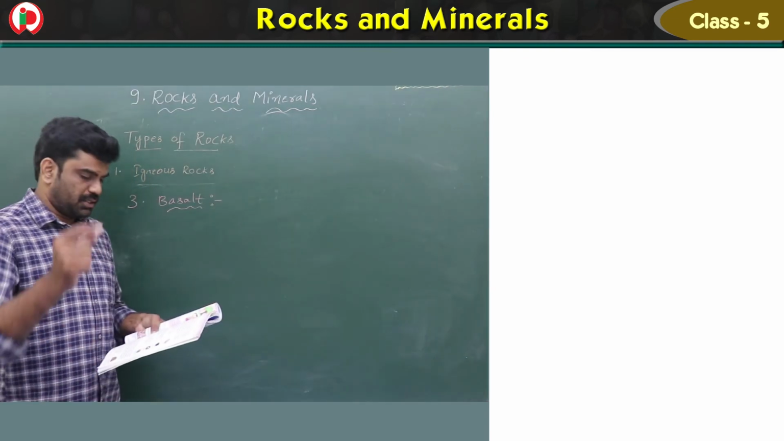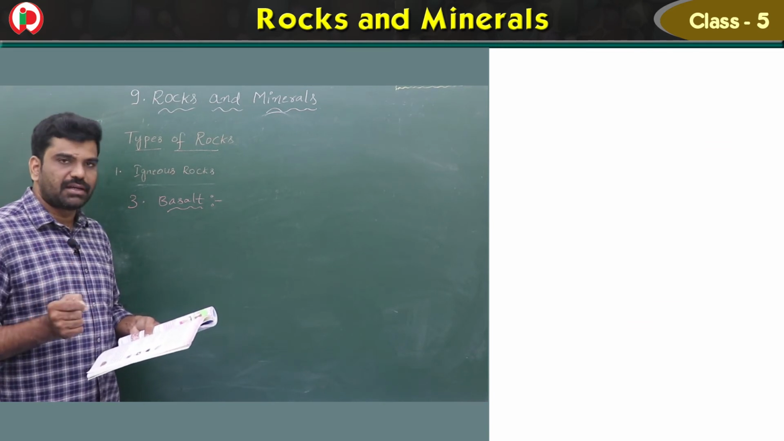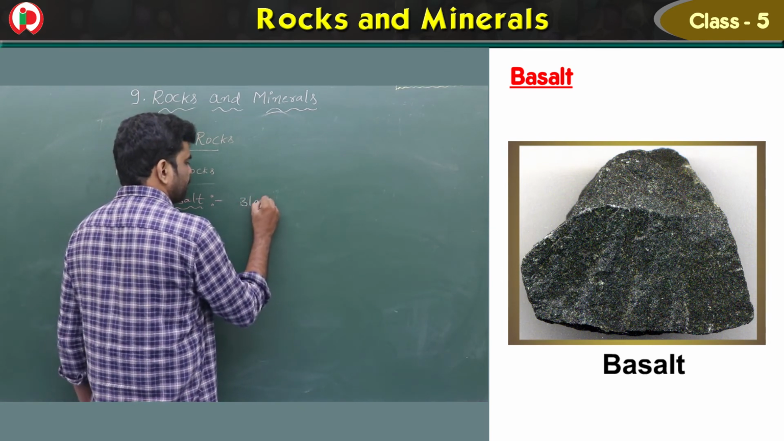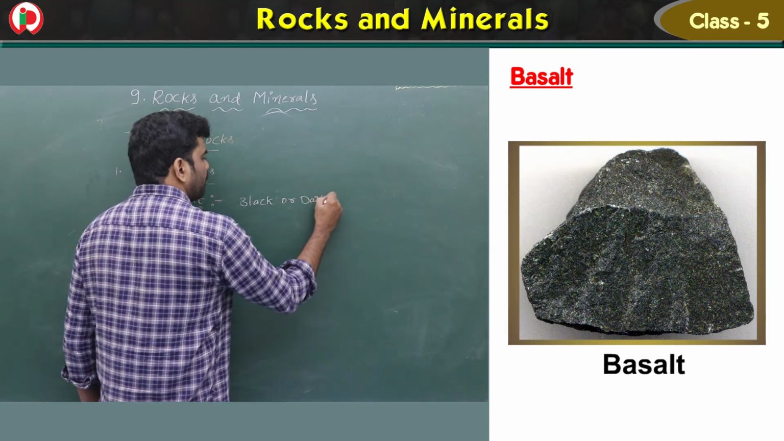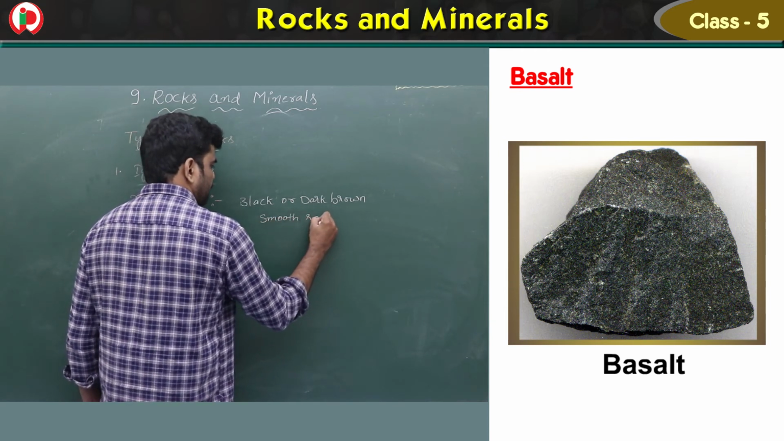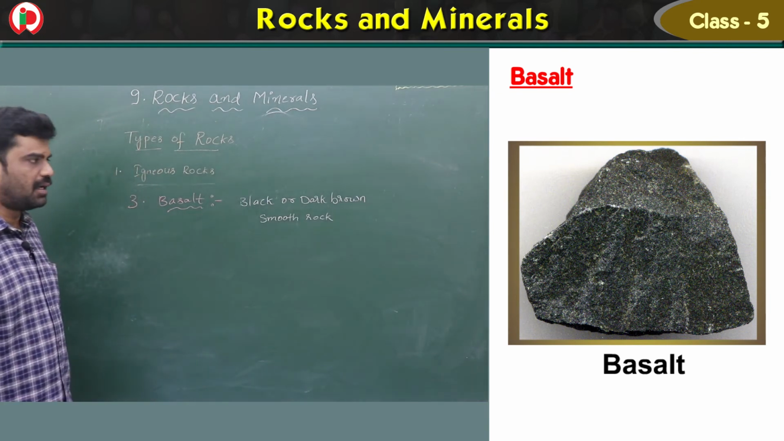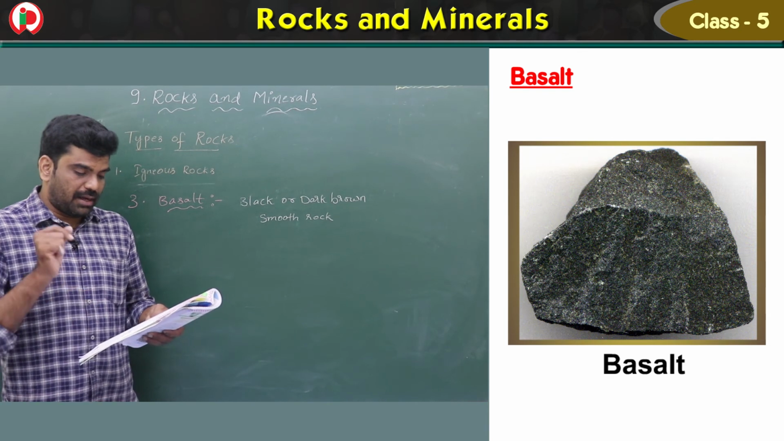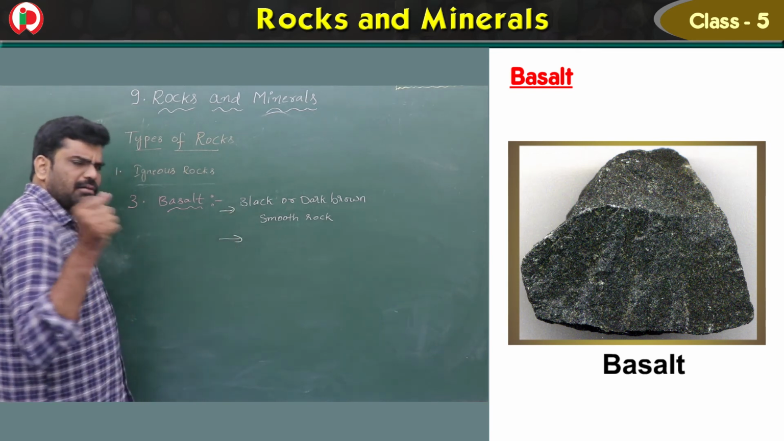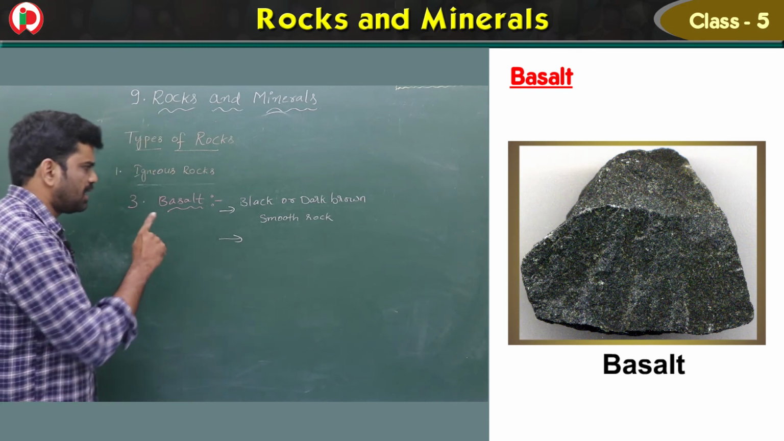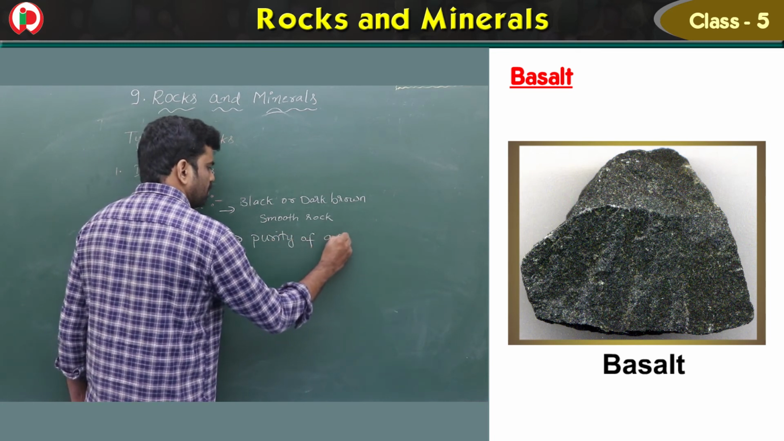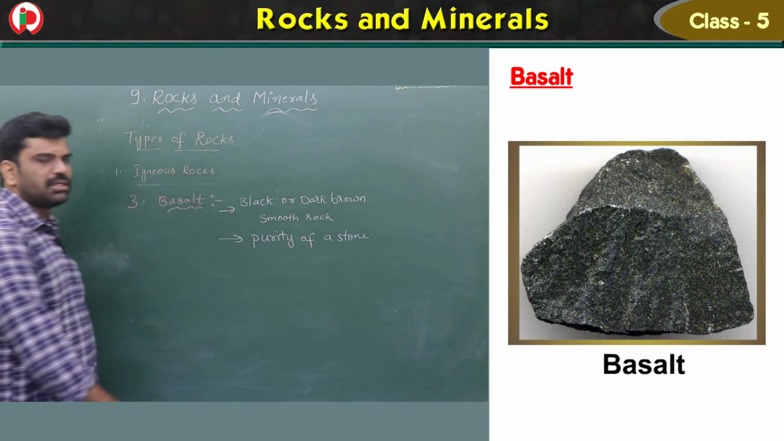Children, so far we have seen two, pumice and obsidian. Now it is basalt. It is a black or dark brown smooth rock. The basalt is black or dark brown in color, a smooth rock, and it is used to test the purity of gold. Children, have you ever seen that the purity of gold can be checked with a stone called basalt? These are used by goldsmiths. So this is the basalt.